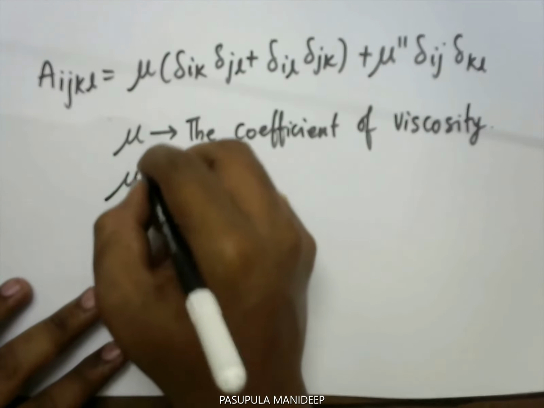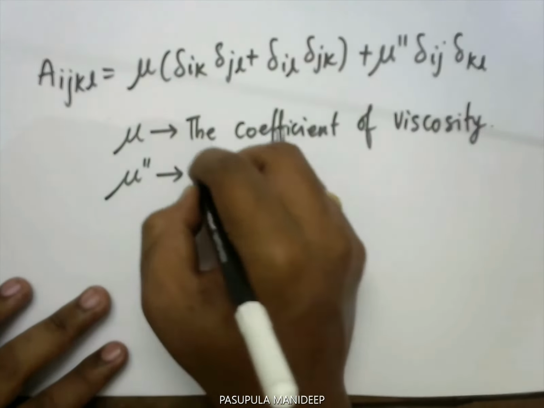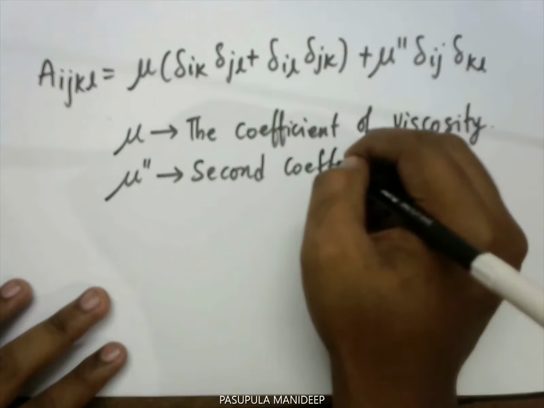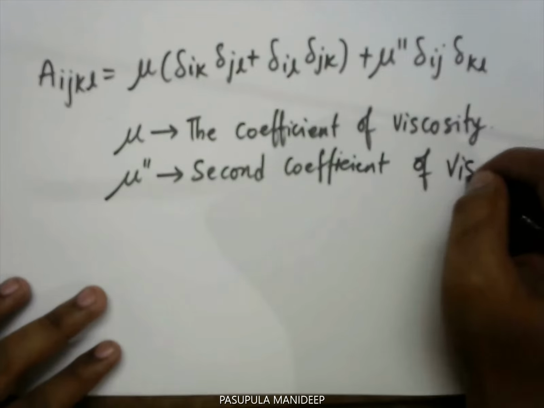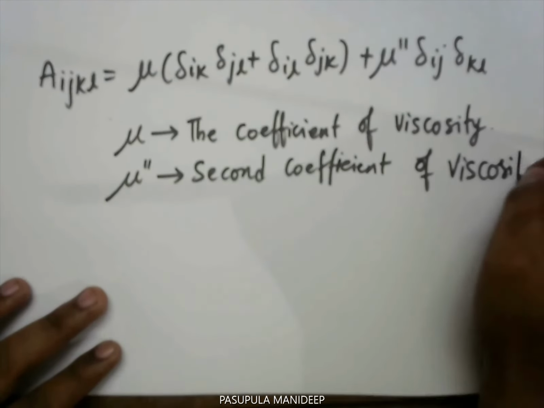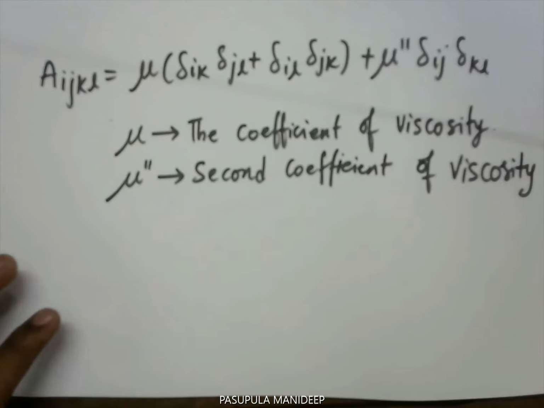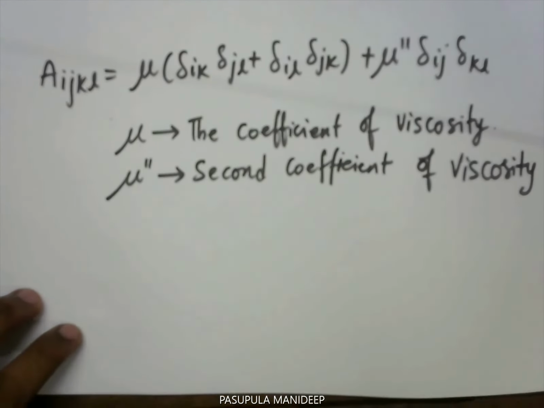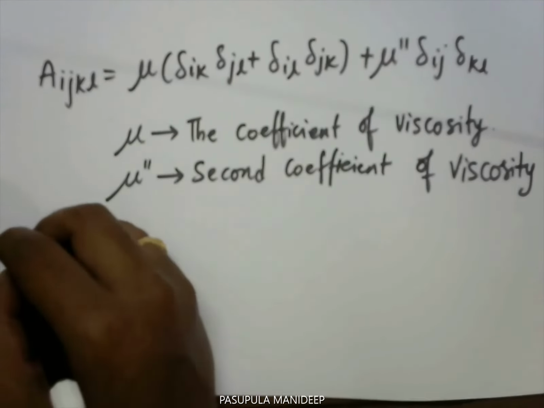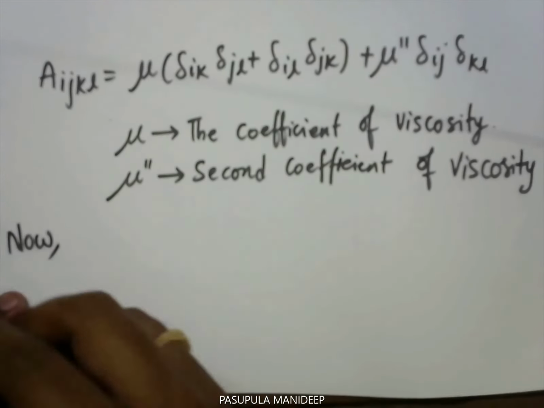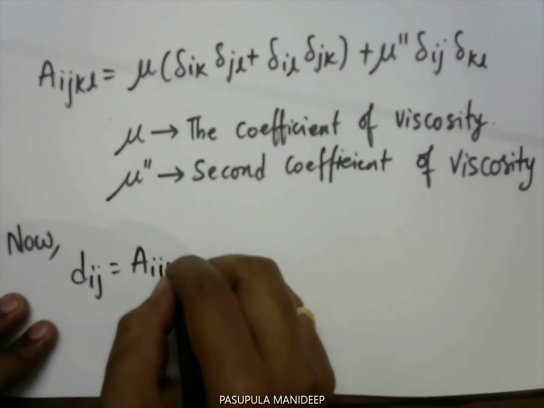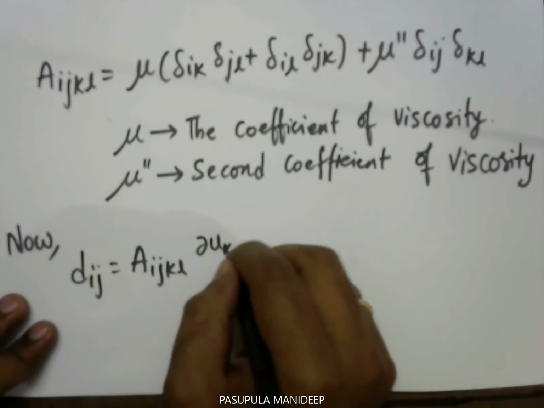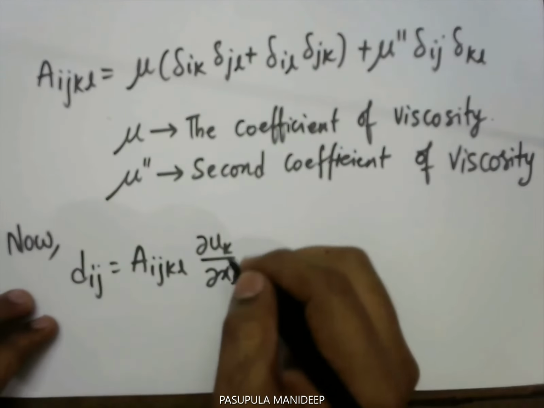Okay, and mu double prime is termed as the second coefficient of viscosity. Now we know that dij equals aijkl into del uk by del xl, right?